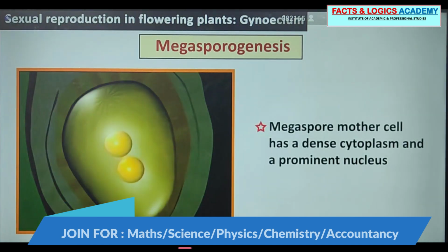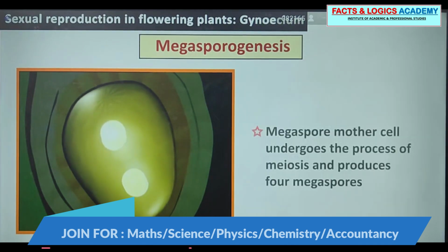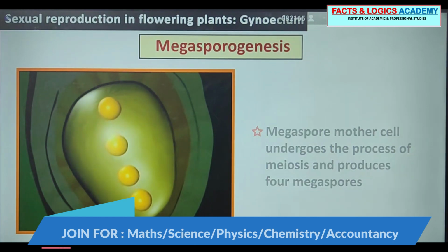It is a large cell containing dense cytoplasm and a prominent nucleus. The MMC undergoes meiotic division, and meiosis results in the production of four megaspores.